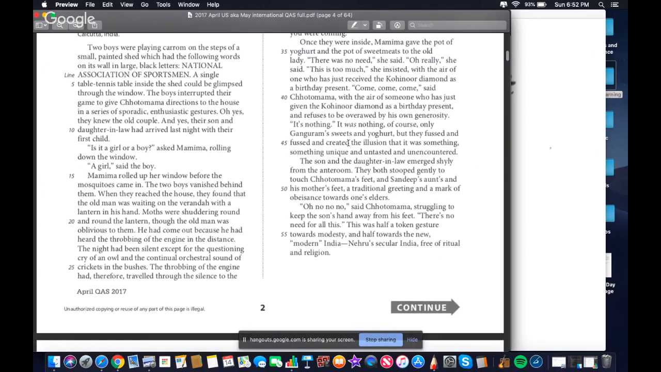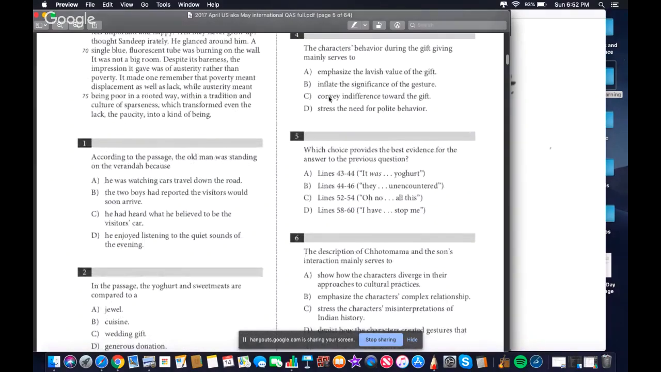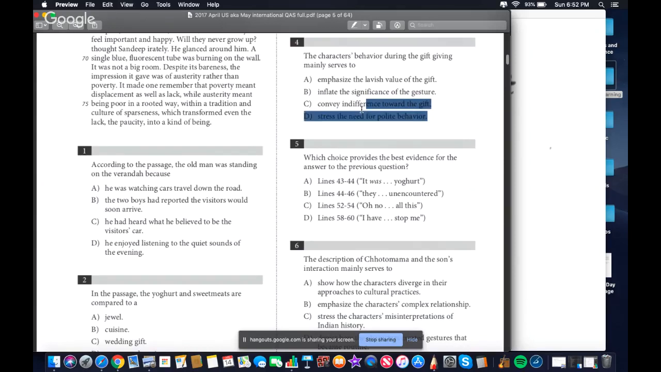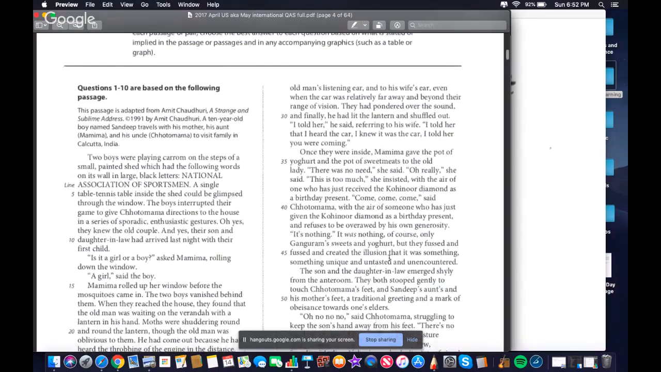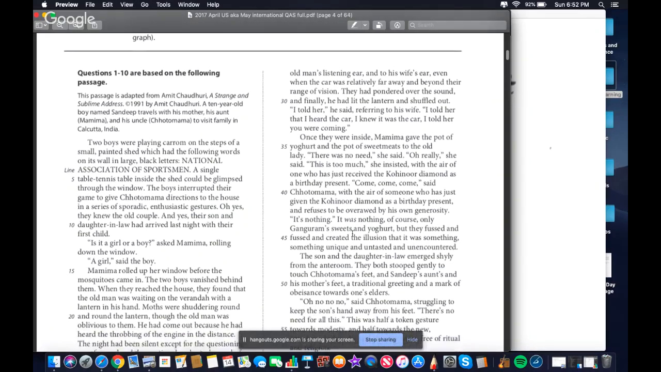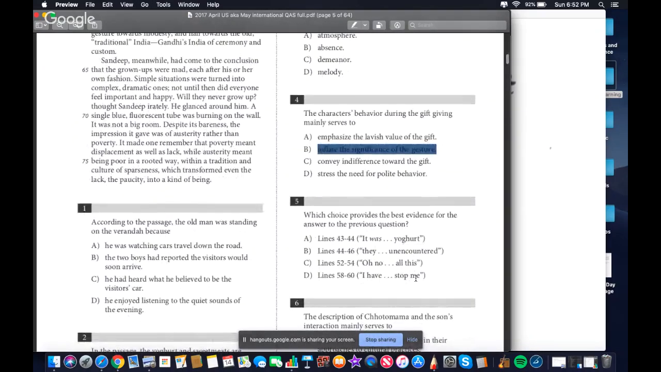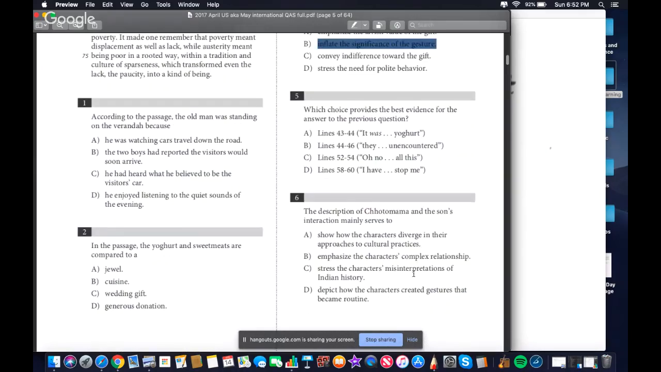But the important thing I want you folks to notice is exactly the mapping on. They fussed and created the illusion it was something unique and untasted and unencountered. That's inflating the significance of a gesture. Even though they're being polite, nothing in those lines in the evidence maps onto the phrase polite behavior. I mean, fussed and fussed, sure, but fussing doesn't necessarily mean politeness. They're inflating the significance of the gesture. They're making it seem like something untasted, unique, right? Unencountered. That's what we're noticing in evidence sets. That's exactly what we have to do on evidence sets.